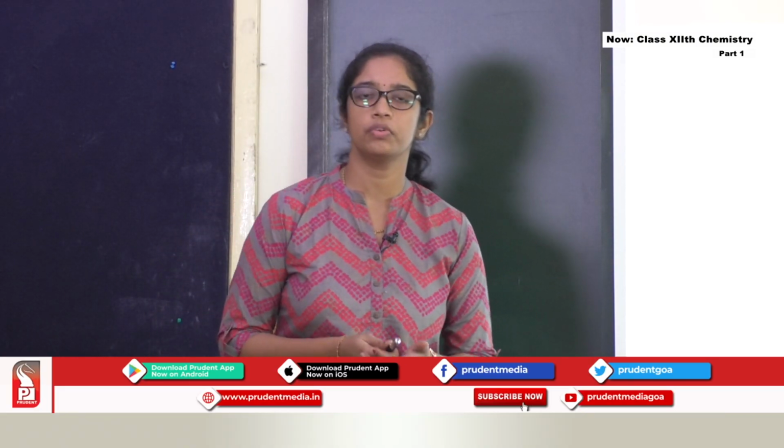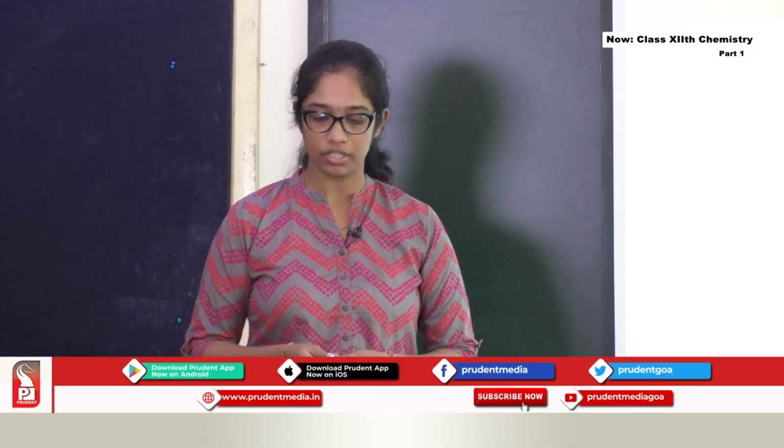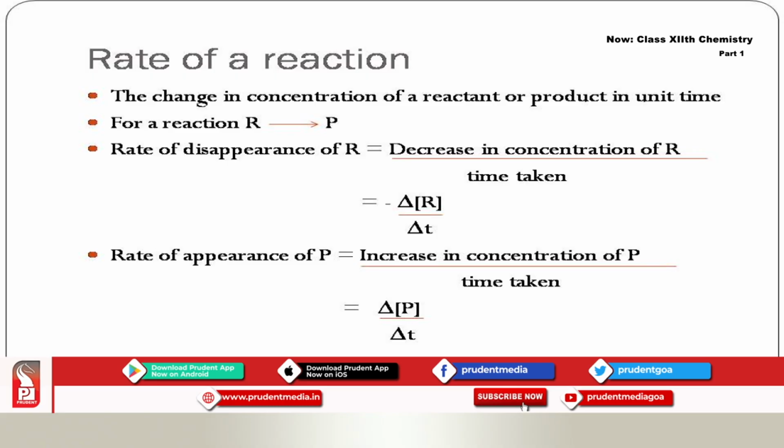In physics, you must have studied speed, and we say that speed is equal to distance upon time. Here, in chemistry, we will be interested in finding the speeds of reactions, which we term rate. So rate is basically the change in concentration of reactants or products with respect to change in time. Now if you see here, the rate of a reaction is the change in concentration of a reactant or product per unit time. If you consider a reaction here, a reactant giving product, the rate of disappearance of the reactant is equal to the decrease in the concentration of reactant upon time taken.